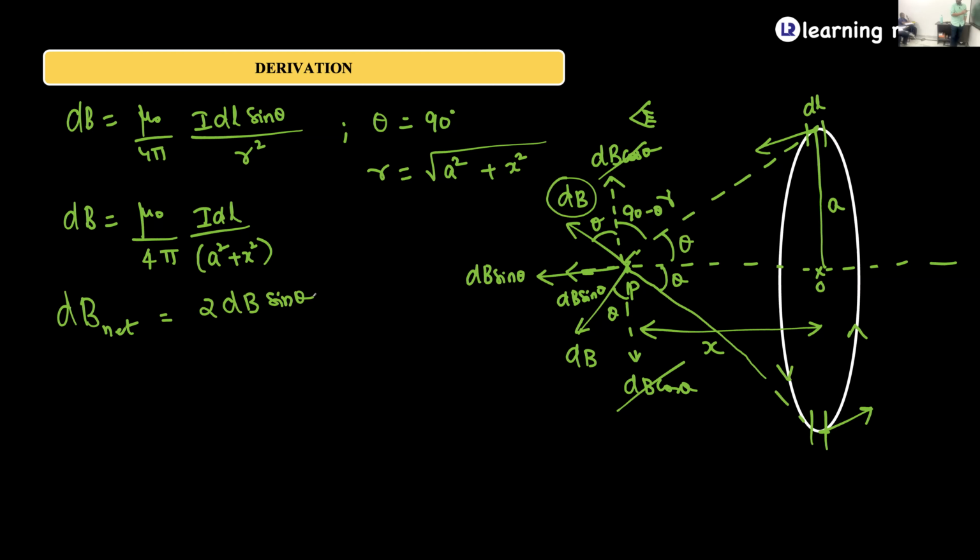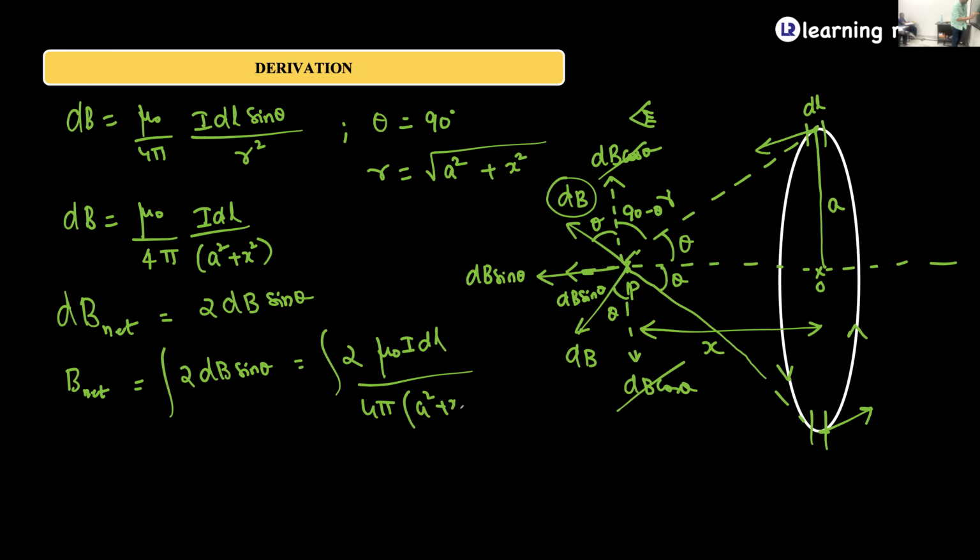So if I need B net, what am I supposed to do? Integral of 2 times dB sin theta. So this will be integral of 2 into what is the value of dB? Mu naught I dl divided by 4 pi into a square plus x square. Is that clear?